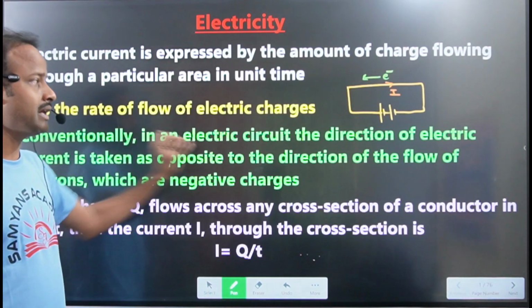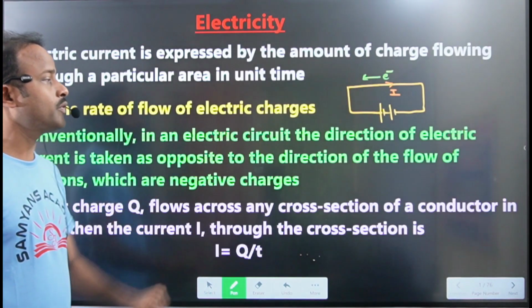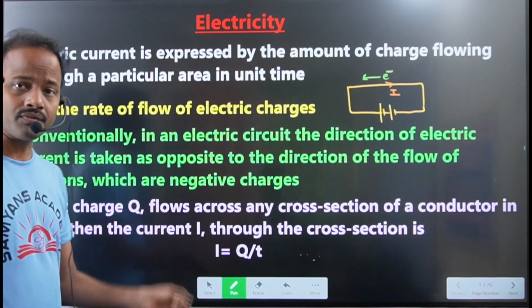Always, conventionally in an electric circuit, the direction of electric current is taken as opposite to the direction of flow of charge, or flow of electrons.